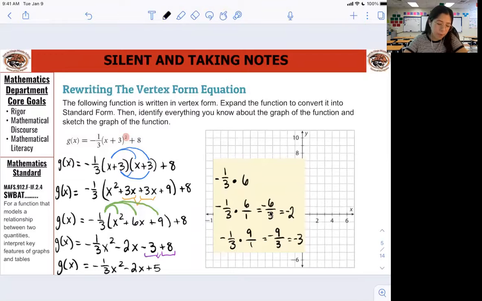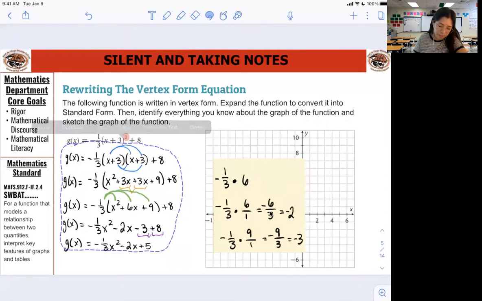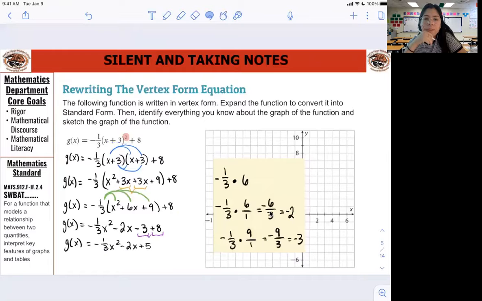So this one was a little bit more challenging because of that fraction, but at the end of the day, we're still following those same steps. Nothing is different. It just means you have to try a little harder to make sure you get your fractions right. Questions on the math?